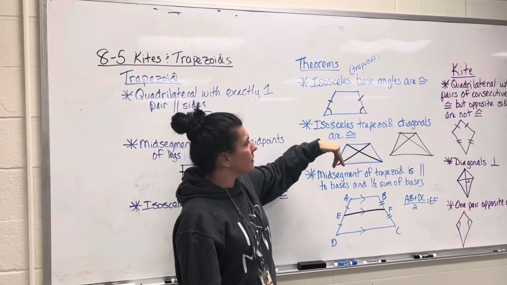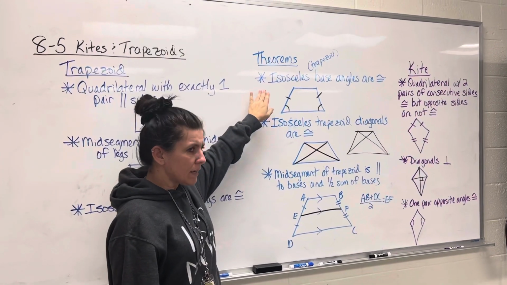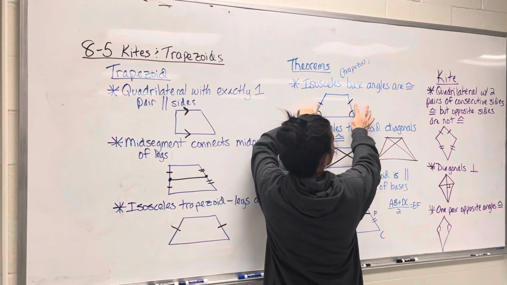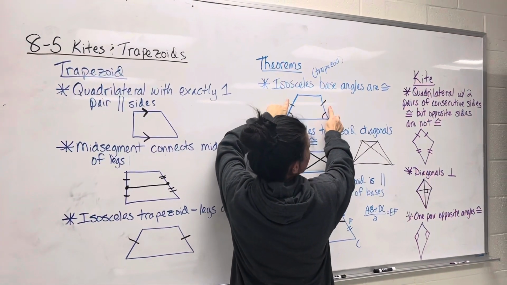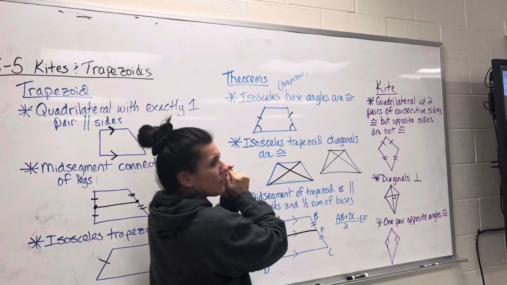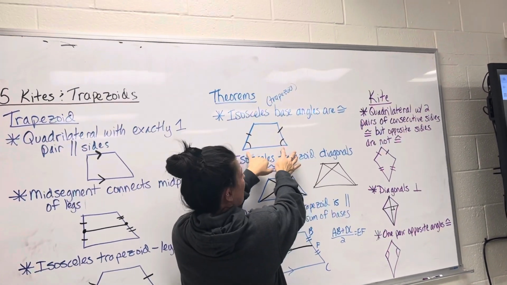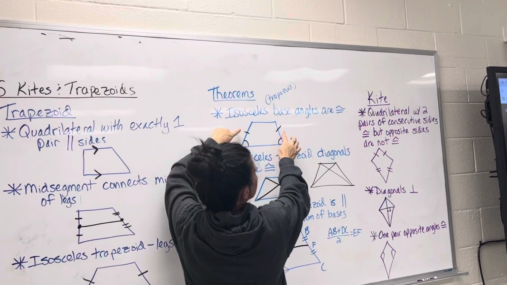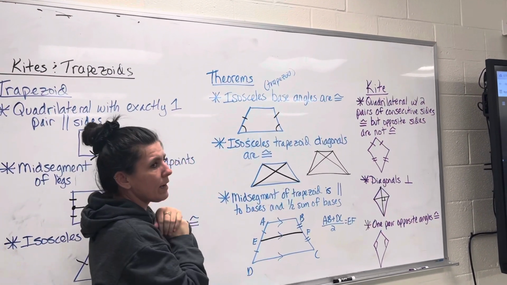So theorems, taking this a step further, if you know that it's an isosceles trapezoid, we know that these two legs are the same. Because the legs are the same, these base angles will be the same. And this goes vice versa. If I know that the base angles are congruent, I can say the legs are congruent and label it as isosceles.